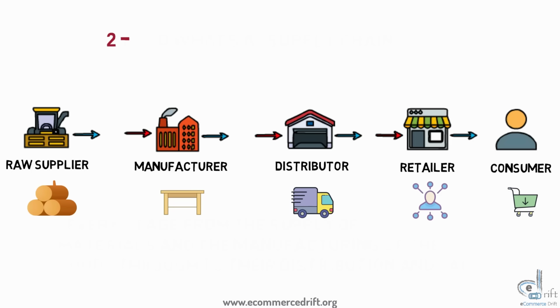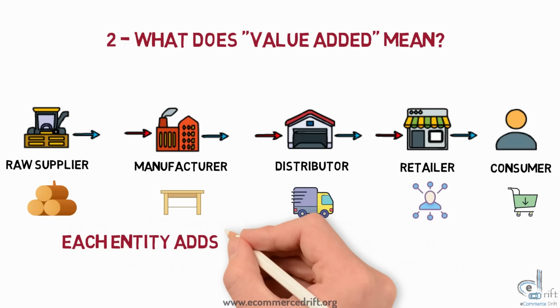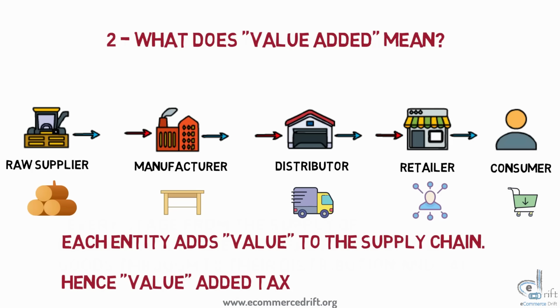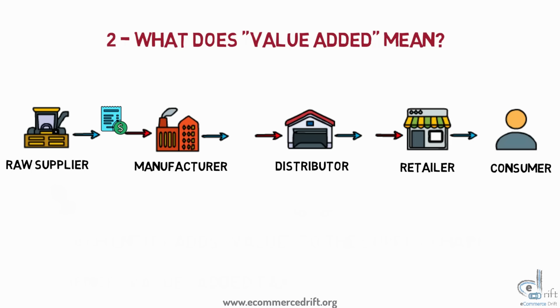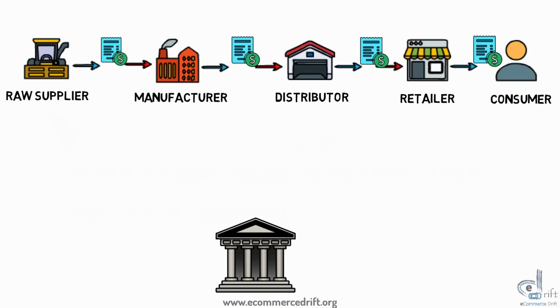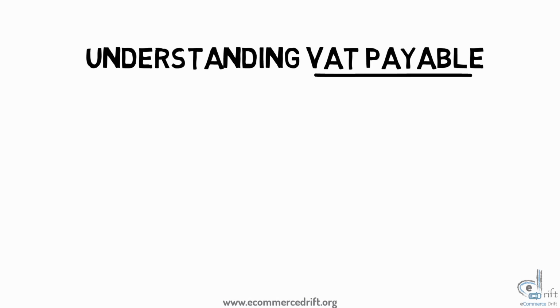So the second point is, what does value added mean? As you see, each one of the supply chain entities has a role, and that role is basically the value it's adding to the supply chain. Any transactions between the entities will be subject to VAT. These entities collect tax from each other and submit it to the government or tax authorities. The core concept of VAT is VAT payable. That is the amount that the supply chain entity pays to the government after the transactions.